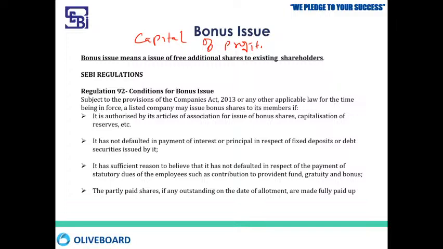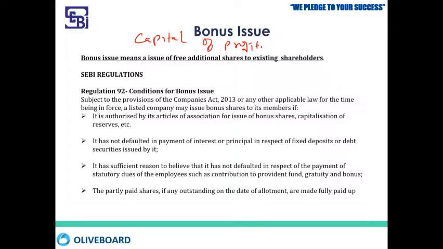Here, the bank account will not be impacted. Your cash flow will not be impacted. Remember, whenever they are talking about bonus issue, there is no cash impact, because it is mere capitalization of profit and nothing else. I am just using my accumulated reserves and giving free shares to my shareholders, impacting my accumulated profit and moving the amount to share capital. That's it. You're getting it? So this is how bonus issue will happen.